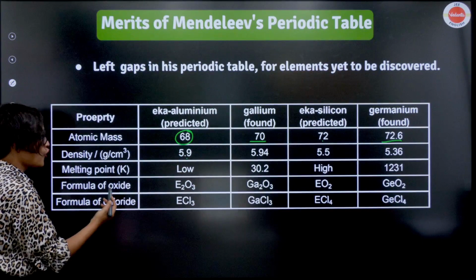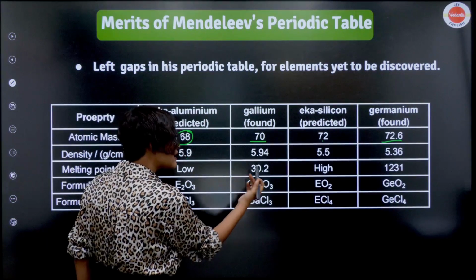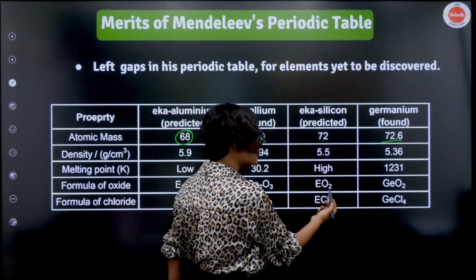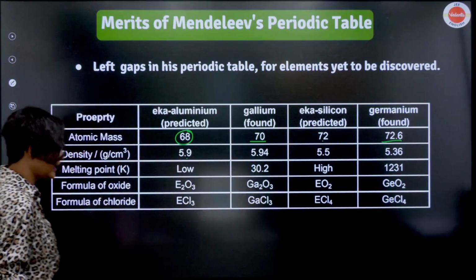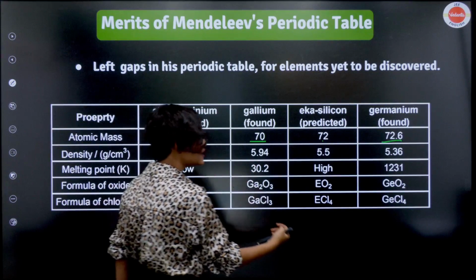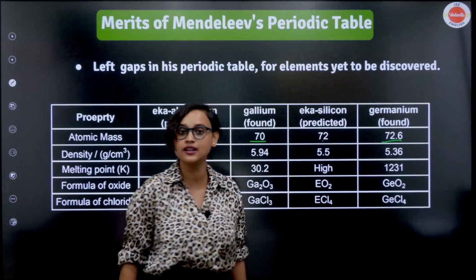He said that Eka silicon will have a high melting point, and look at it, germanium has a melting point of 1231 Kelvin. Formula of oxide will be E2O3, and yes, gallium has Ga2O3. He said that Eka silicon will have EO2, germanium has GeO2, right? Then the formula of chloride will be ECl3, and yes, gallium has GaCl3. Eka silicon, he said ECl4, and yes, germanium had GeCl4.